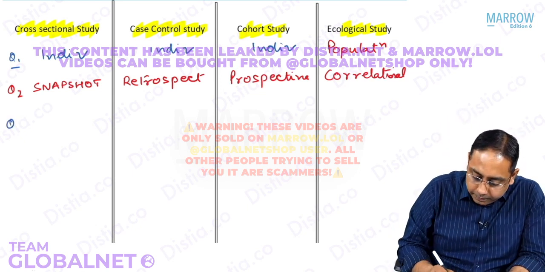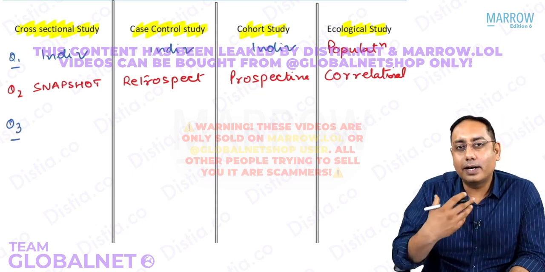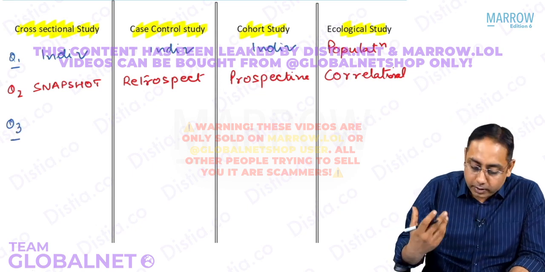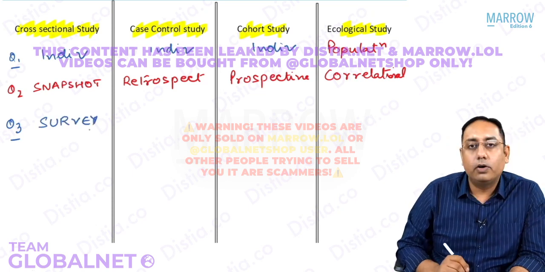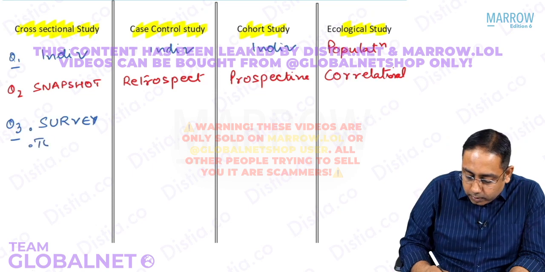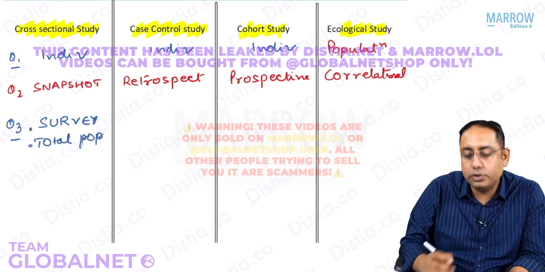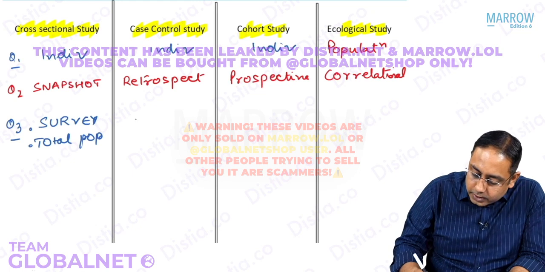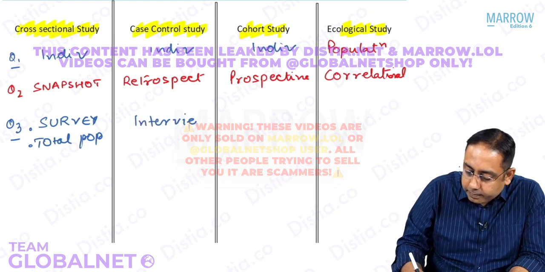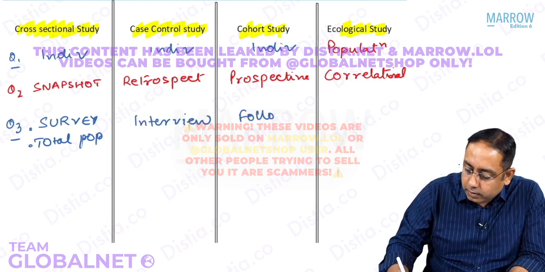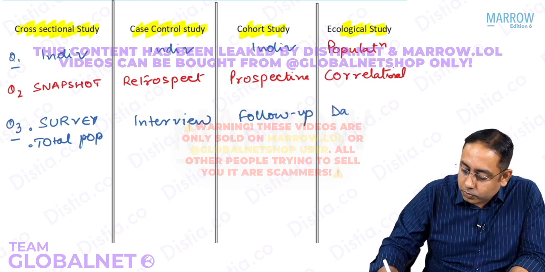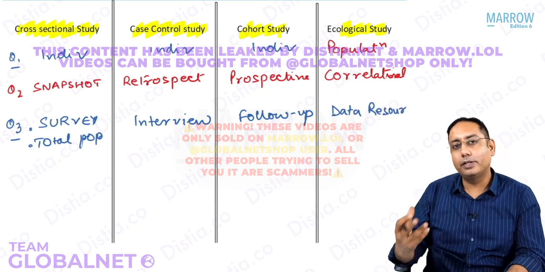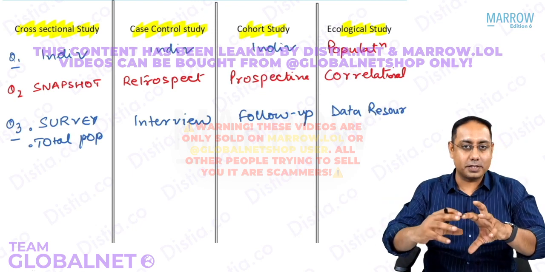MCQ number 3. How do you conduct a study? In a cross-section study, we always conduct a survey. A survey is taken, or the total population is generally taken. In a case control study, it is interview based. In a cohort study, it is always follow-up based. And in ecological study, usually a data resource is taken. A data resource is usually selected, and based on the data, you tend to correlate the events.